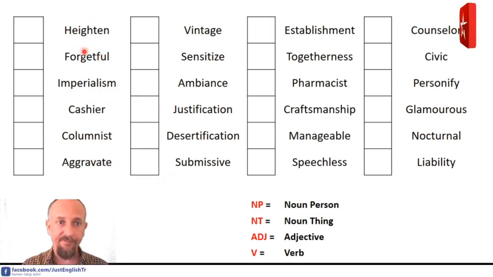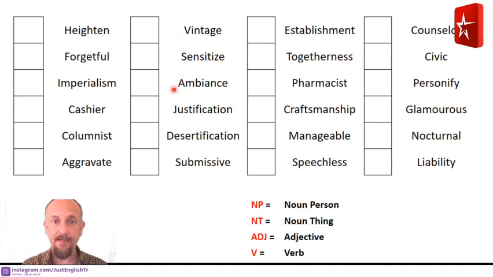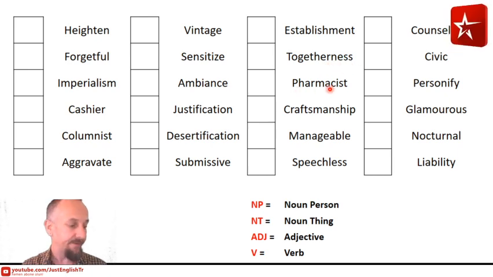Heighten, forgetful, imperialism, cashier, columnist. Don't forget the silent N, columnist. Aggravate, vintage, sensitize, ambience, justification, desertification, submissive, establishment, togetherness. Togetherness is the correct pronunciation. Pharmacist.